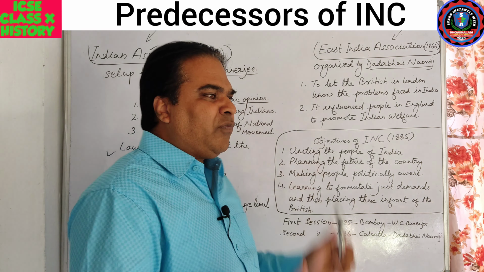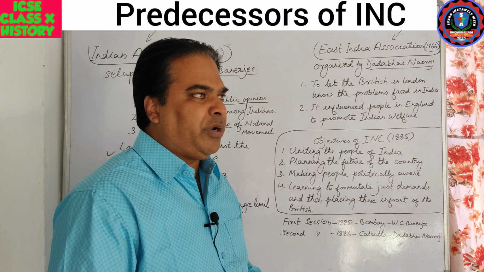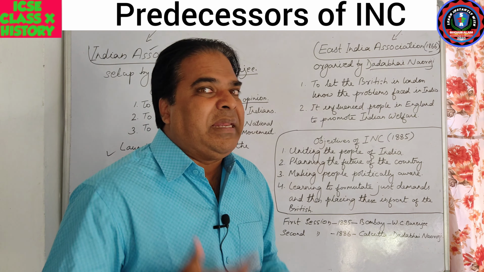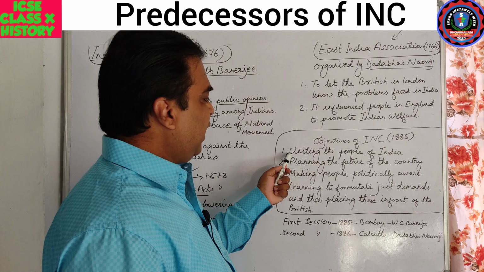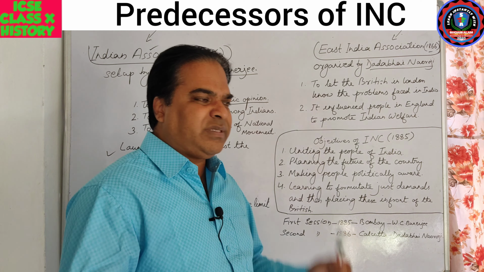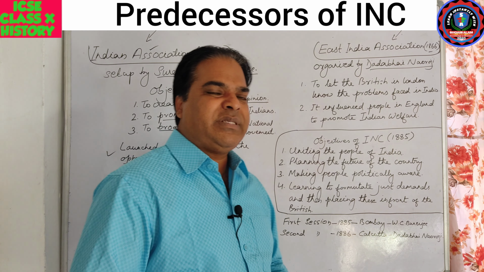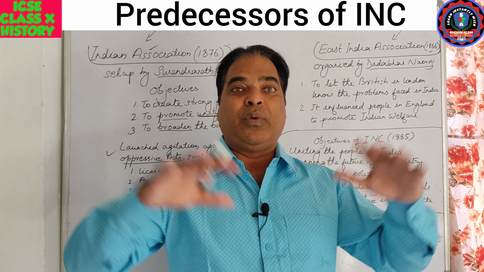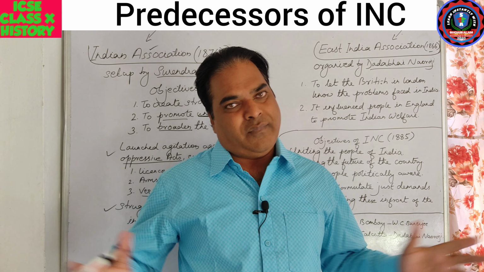After the formation of the Indian National Congress, what were the immediate objectives of the Indian National Congress? The first one, in very simple language, I have written over here: uniting the people of India. The main, or immediate, objective of the Indian National Congress was to unite all the people of India.